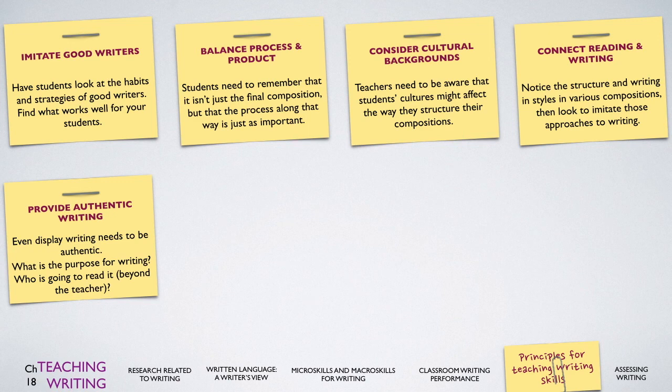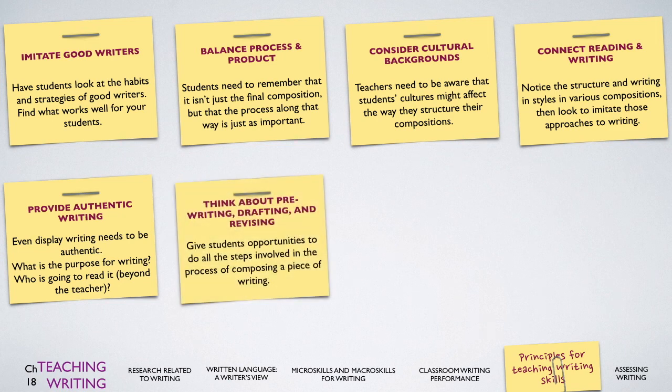Having students think about the audience and the purpose for their composition will also increase the authenticity of their writing. As we've already said, writing involves a process of thinking, drafting, revising, and rewriting. Students need to be given opportunities to take these steps in their writing. There is a good list of these steps on page 444.